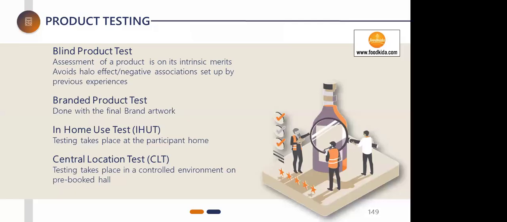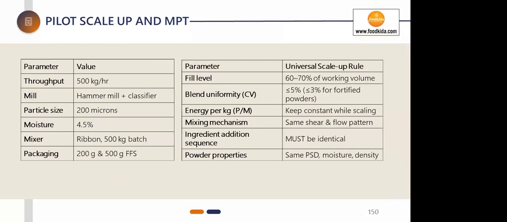Then central location test is what? This is about in-home use test. Central location test, testing takes place in a controlled environment in a fully booked hall. Simple. So you call people there and do the testing. Fine. Now, pilot scale up and MPT. MPT is main plant trial.